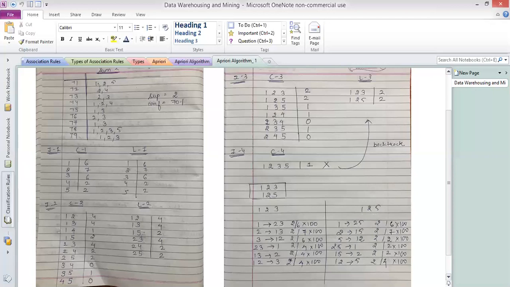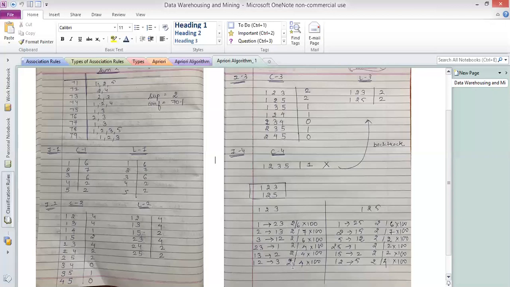Okay, so again we'll have to find out the confidence for each of them. What do we do? The formula for the confidence was support of all three together divided by support of LHS. So support of all three together, 1 2 3, is 2, divided by LHS, which means 1. 1 support was 6. So 2 by 6 into 100. That's going to give you the percentage of confidence.